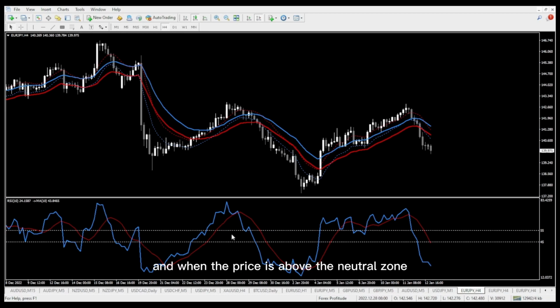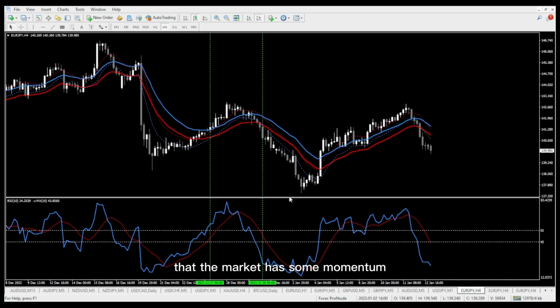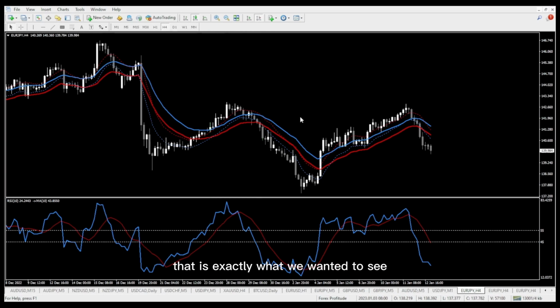When the RSI is above the neutral zone, we're going to find that the market now has some momentum. And when the RSI is below this neutral zone, we're going to find, again, that the market has some momentum. If the RSI can get above or below its 55 and 45 levels, we're going to often find that the market is going to want to continue in that direction. And as a trader, that is exactly what we want to see. We want to see that the market continues in the direction that we place a trade. With that being said, let's take a look at a couple of examples.